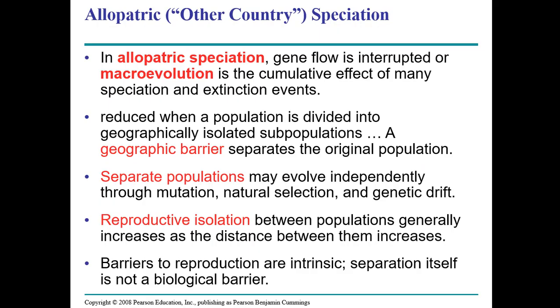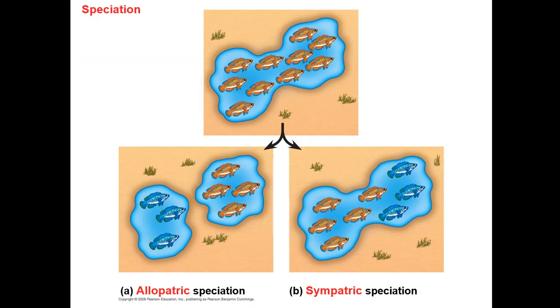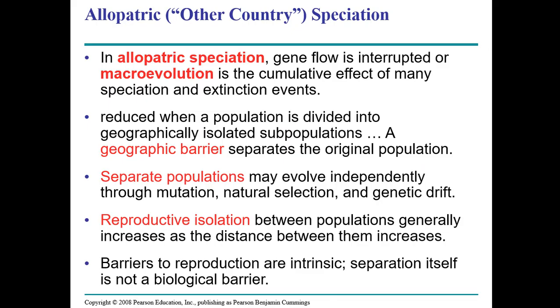Okay, so in allopatric speciation, gene flow is interrupted. There is no gene flow. When we speak of gene flow, transfer of genes from one population to another population. Okay? So, walang gene flow. So, or you call that macroevolution. Okay? So, yan. So, it is the cumulative effect of many speciation and extinction events. Okay? So, yan. Halimbawa, genetic drift. Okay? Alam niyo yung genetic drift? Yung Continental drift theory ni Alfred Wegener. So, are you familiar with that? So, that's one example of allopatric speciation.